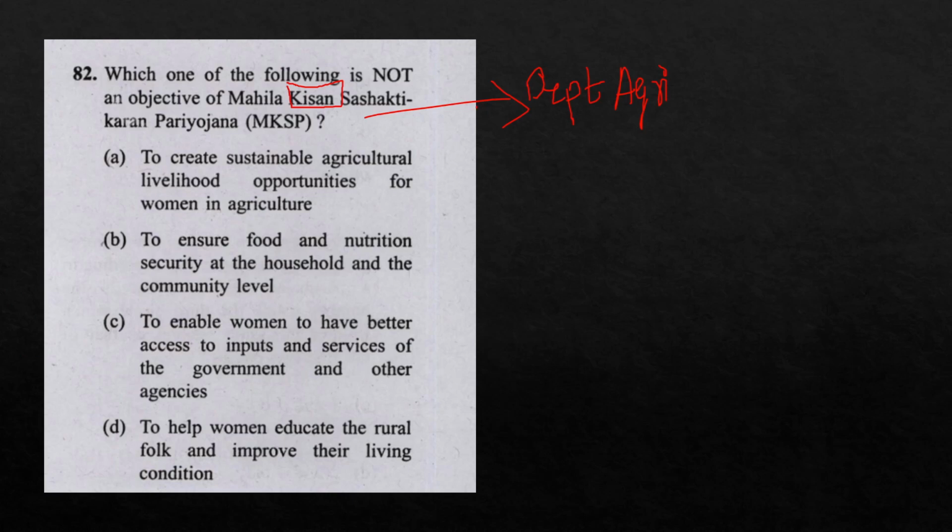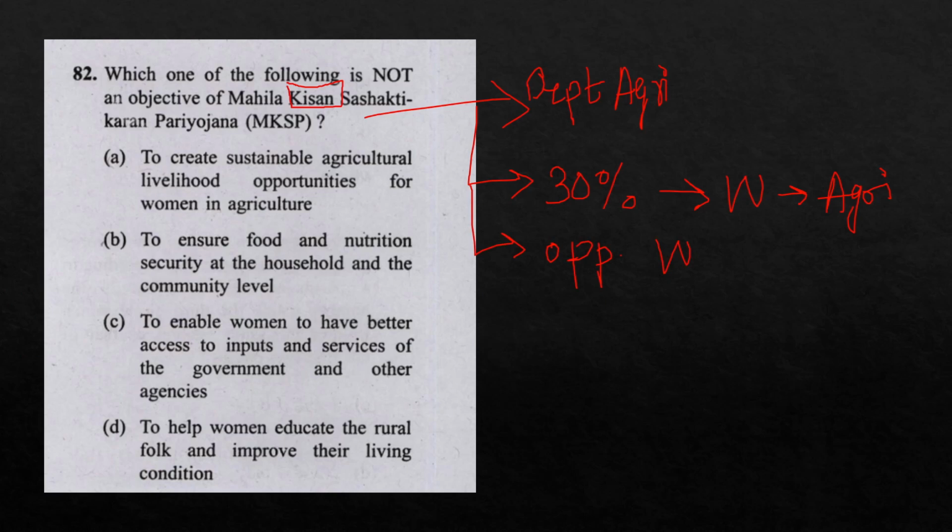Then the second point about the scheme is that it is going to provide 30% of the expenditure on women to improve their position in agriculture. This is what the scheme is saying. Okay, yes, and it also says that it is going to provide more opportunities for women in agriculture, right?